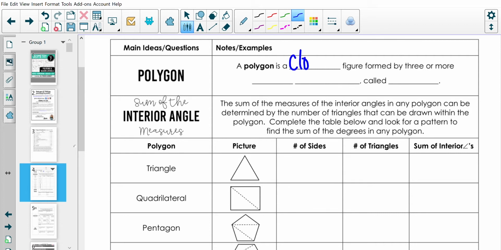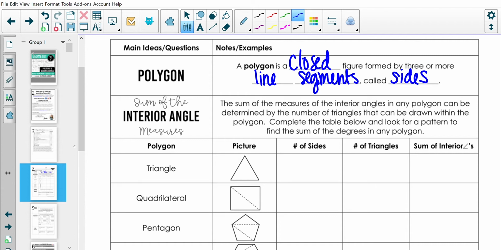A polygon is a closed figure formed by 3 or more line segments called sides. So the sum of interior angle measures. The sum of the measures of the interior angles in any polygon can be determined by the number of triangles that can be drawn within the polygon. Complete the table below and look for a pattern to find the sum of the degrees in any polygon.